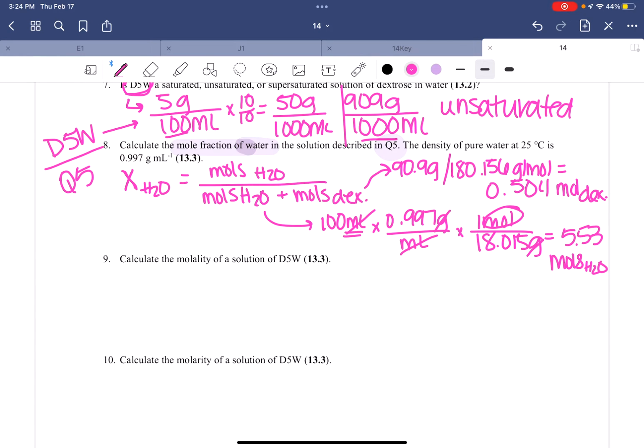And so if we go back to our mole fraction equation, which is just parts over the whole, we're going to take the moles of water, which we calculated as 5.53, and divide it by both of the mole values that we just calculated for the whole solution. So that's 5.53 plus 0.504, and when you plug that into your calculator, you get 0.916 as your mole fraction of water.